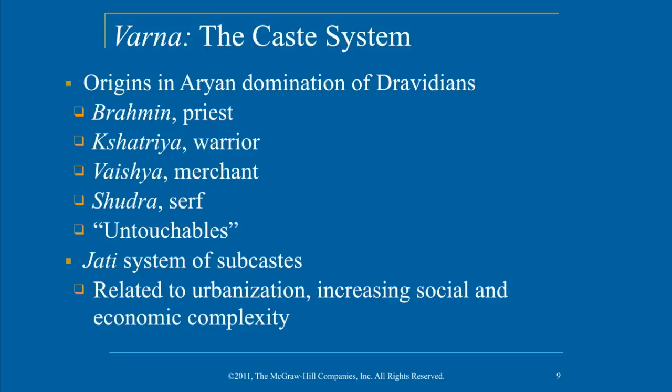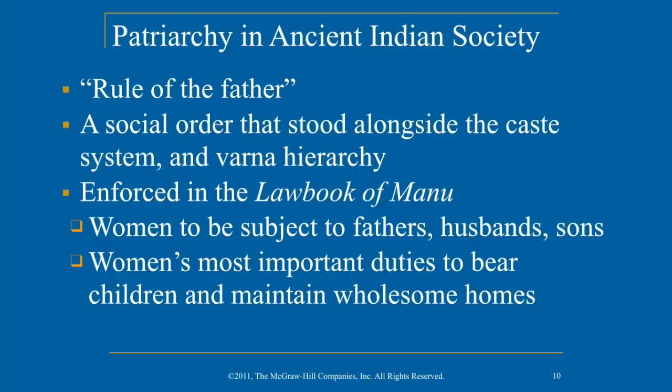From there we have the Jati system of subclasses. This is related to urbanization and increasing social and economic complexity. Some of the lowest people on the totem pole are obviously people that others don't like: the people in charge of collecting and changing out the sewer systems, and the people in charge of collecting the dead. Even to this day, many of the people who burn or process the dead, as happens in India, are in some of the lower sections of the Jati.